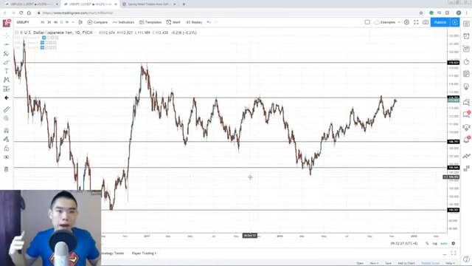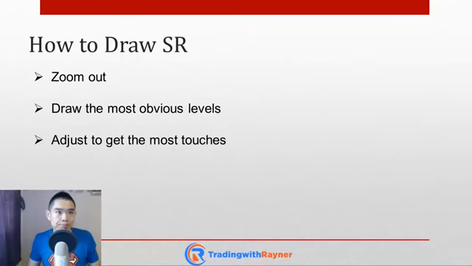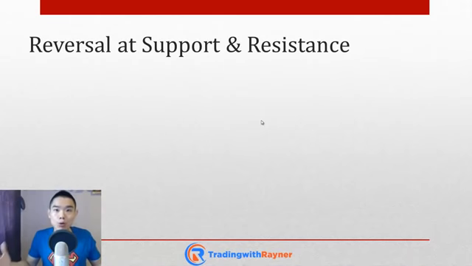And there you have it, how to draw support and resistance. Okay? With that said, let's move on, shall we? Now you've learned how to draw support resistance. The next question is, how do you tell when the price will reverse at support resistance? How do you know the level will hold? That's the question. So I'm going to share with you a few tips to bear in mind.